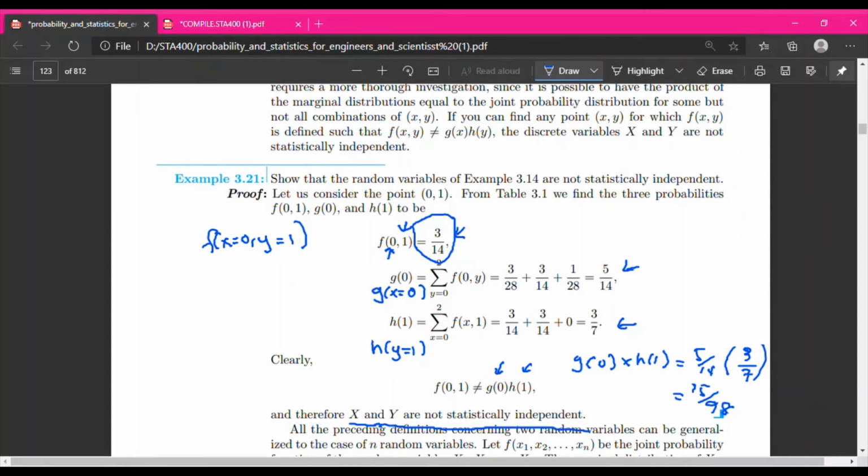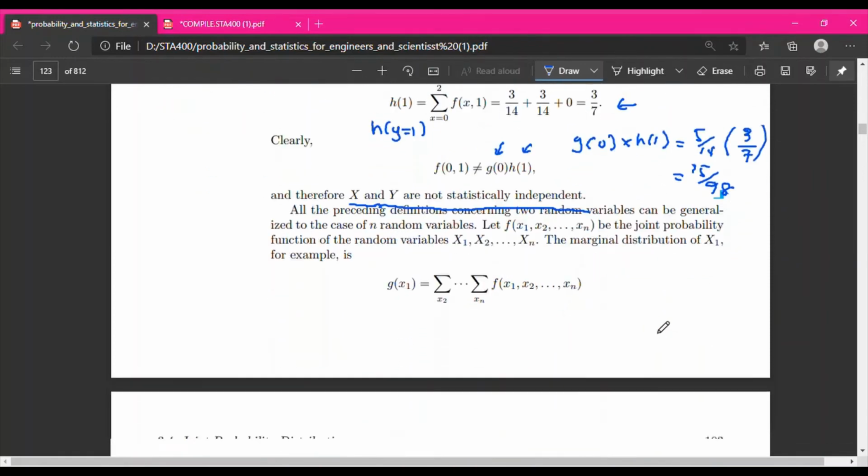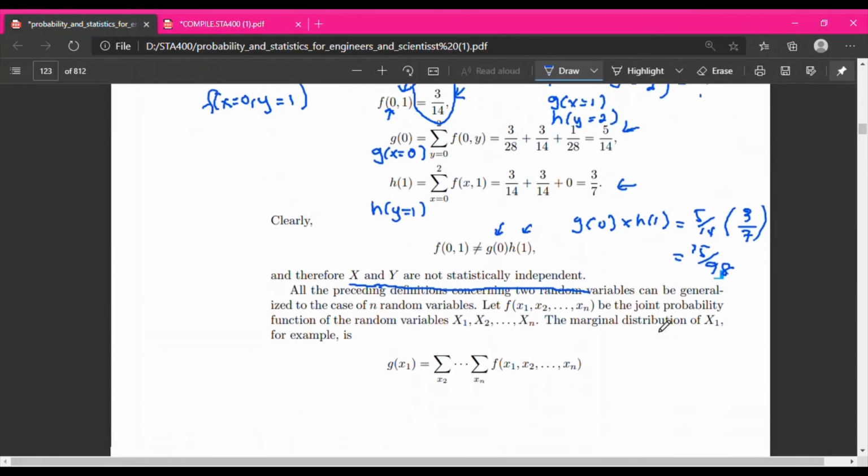Okay, so that is for discrete. You can also check using another pair, for example f(x1, y2). But you have to compare it with the multiplication of the marginal x equal to 1 and the marginal y equal to 2. Multiply these two and see whether it equals the probability of x1, y2.